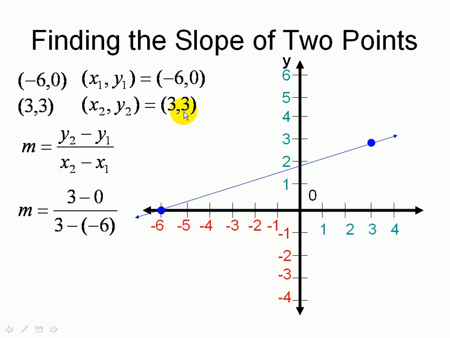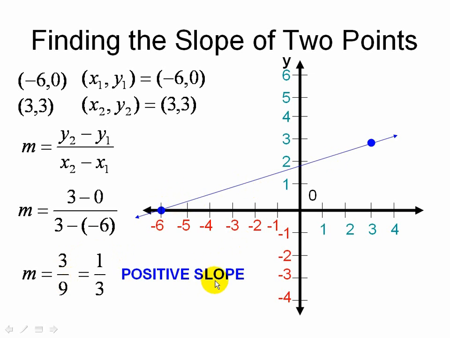We have y2 is equal to 3 minus y1, which is equal to 0. So 3 minus 0 is what's found in the numerator of m. Likewise, in the denominator, we have 3 corresponding to x2, and x1 corresponds to -6. So 3 minus -6 is what we have in the denominator. So our net result is 3/9 or 1/3. So this line has a slope of 1/3, and we also note that it's a positive slope.